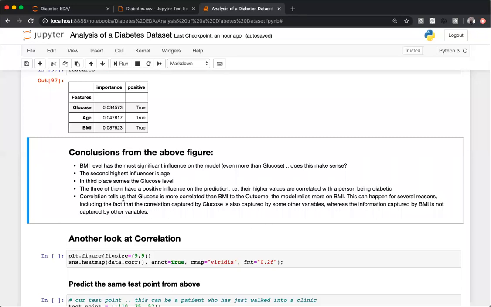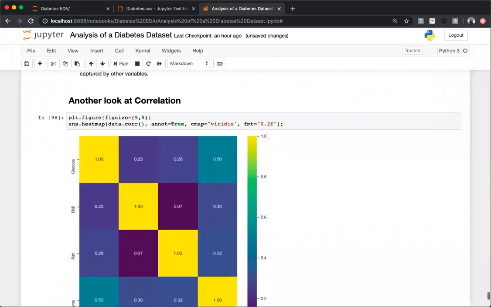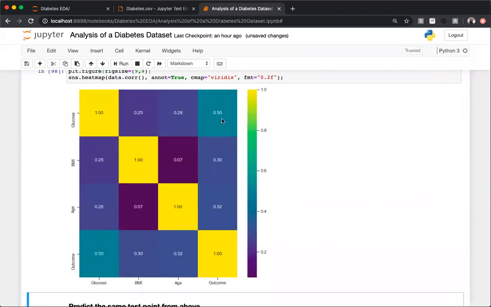The correlation tells us that glucose is more correlated than BMI to the outcome. I said this, that glucose is more correlated to the outcome than the BMI. But the model relies more on the BMI. Does that make sense? This can happen for several reasons. Maybe the correlation captured by glucose is captured by some other variables, perhaps. This is worth investigating further. But now the important point, well, let's have another look at the correlation. You see the glucose is highly correlated with the outcome, higher than the BMI and the age.